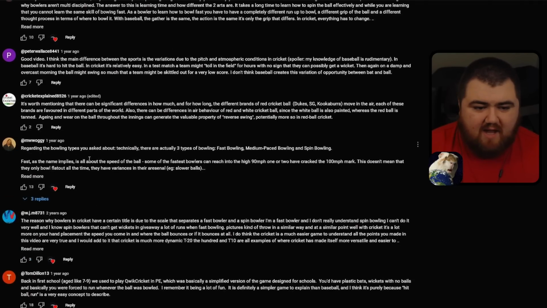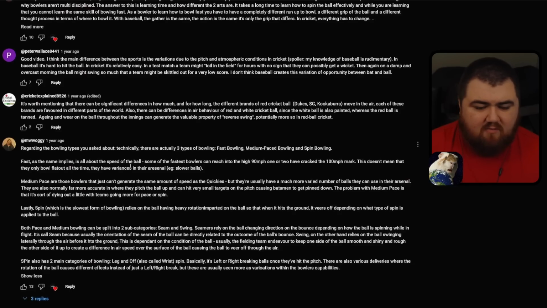Regarding the bowling types you asked about, technically there are actually three types of bowling: fast bowling, medium pace bowling, and spin bowling. Fast, as the name implies, is all about the speed of the ball. Some of the fastest bowlers can reach into the high 90 mile per hour range, or two have cracked the 100 mile per hour mark. That doesn't mean that they only bowl flat out all the time. They have variants in their arsenals.